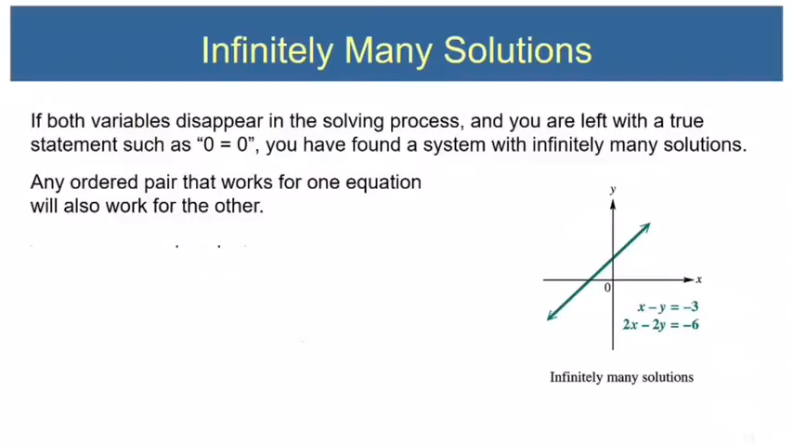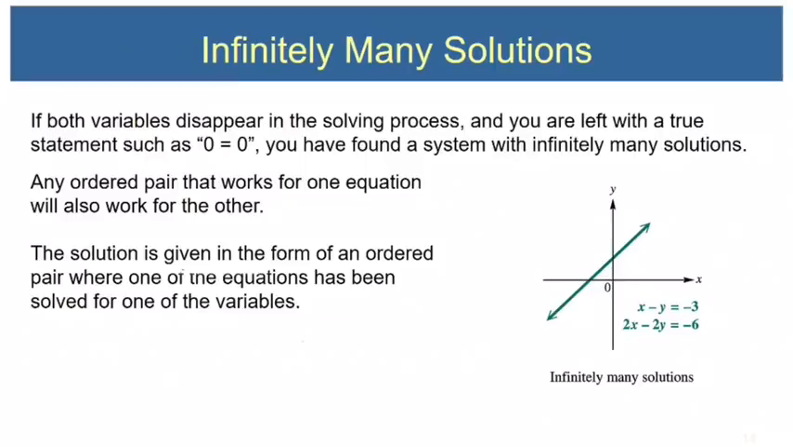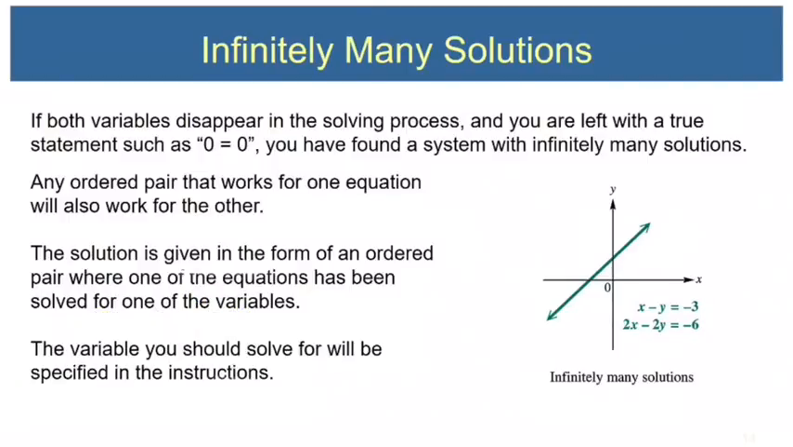And you need to be a little more specific than infinitely many solutions. You can't just say, well, there's a whole bunch of solutions. You have to be a little more specific. So the solution is given in the form of an ordered pair where one of the equations has been solved for one of the variables, and the variable you should solve for will have to be specified in the instructions. They'll either tell you write it in terms of x or write it in terms of y. So we're going to see one like that in just a few minutes.